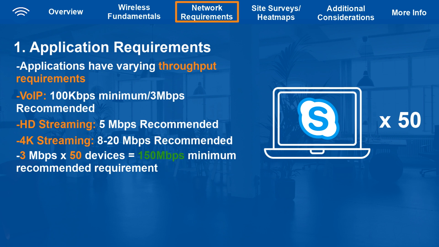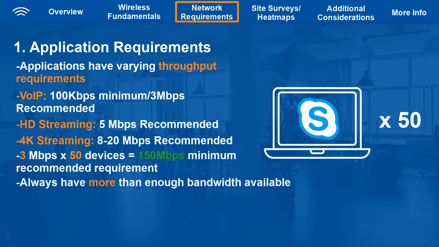So take note of the applications that'll be in use on the network and make sure you find out the throughput requirements. You always want to make sure your network can handle more than required, because more bandwidth will result in a lot less frustrated users than not enough.